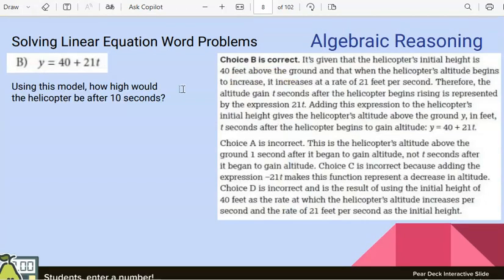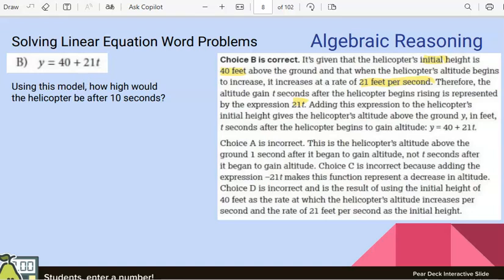Choice B is correct. It's given that the helicopter's initial height is 40 feet above the ground, and that when the helicopter's altitude begins to increase, it increases at a rate of 21 feet per second. Therefore, the altitude gained t seconds after the helicopter begins rising is represented by the expression 21t. Adding this expression to the helicopter's initial height gives the helicopter's altitude above the ground, y, in feet, t seconds after the helicopter begins to gain altitude. y equals 40 plus 21t.